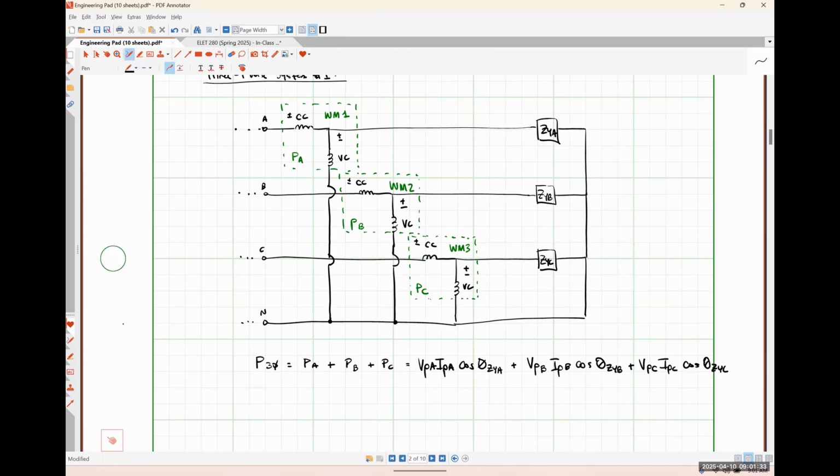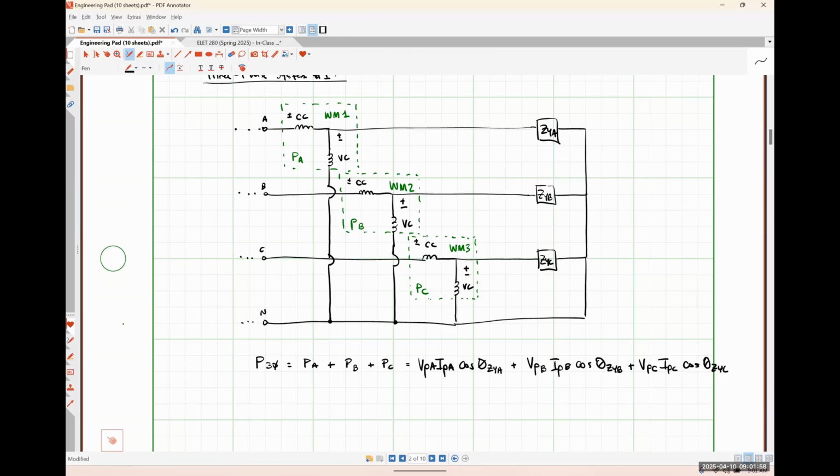So if we have a Y-connected system like a synchronous machine, where we don't have access to its neutral terminals, we only have access to the phase terminals, we couldn't use a 3-wattmeter method. If we have a delta connected literally anything, we also can't use 3 wattmeters like this because they require us to have access to a neutral that literally does not exist.